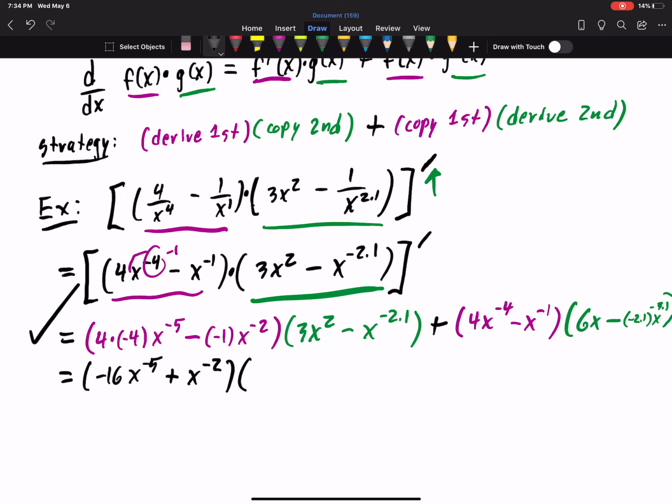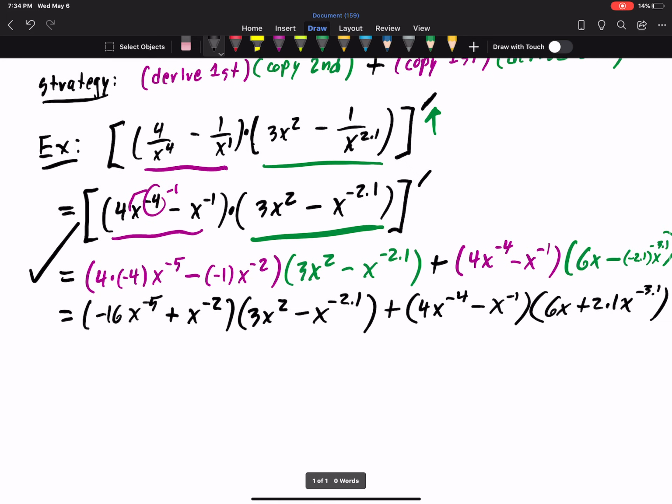Then in the second term here, nothing really changes because we didn't do anything to it. And then, okay, now over here, we didn't do anything in this first term, so we'll just copy paste that loveliness. And then in the second term, we have 6x minus 2.1. So that's plus 2.1, right? X to the minus 3.1.